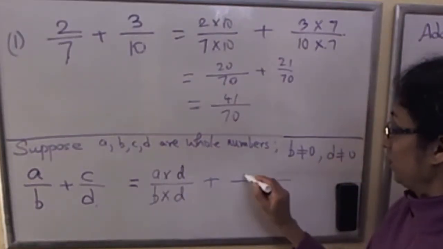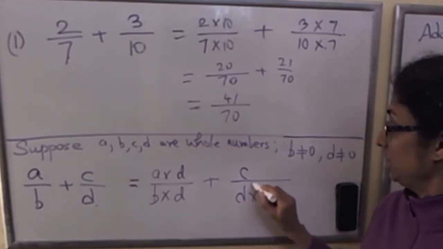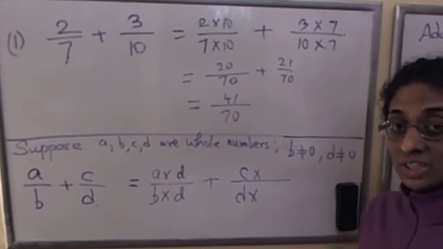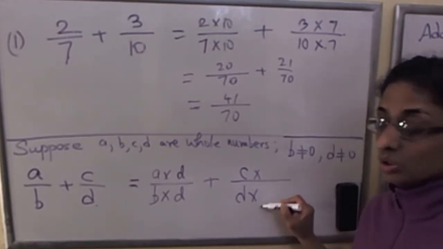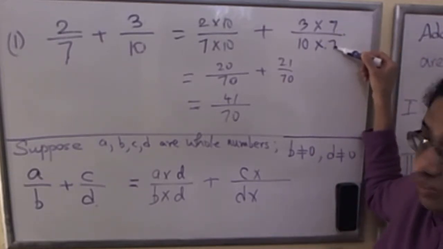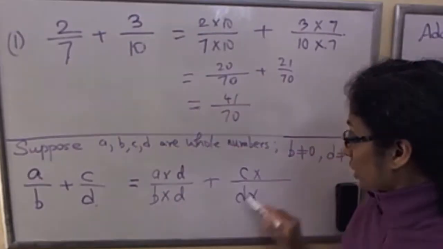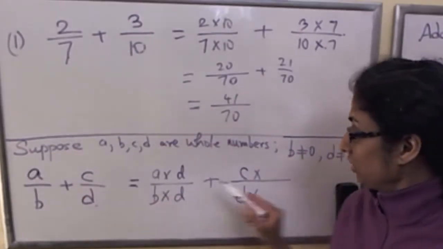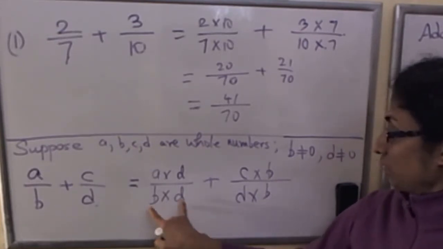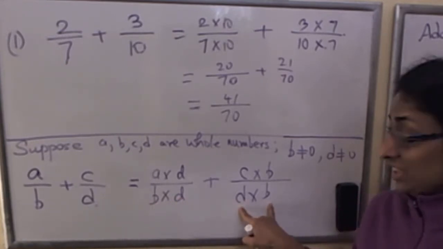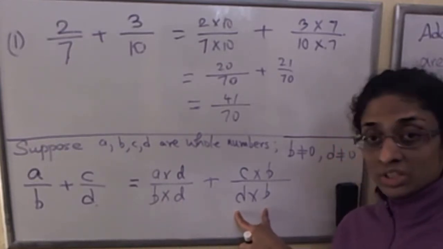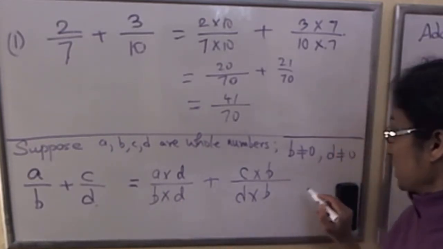There. Similarly, C over D, we multiply numerator and denominator by the same non-zero whole number. What are we going to pick? Let's look here. 3 over 10 times 7, 7. Where did we get 7? 7 is the other guy's denominator. So here, C over D, we pick the other guy's denominator, B and B. Now notice what do we have? Same denominator, B times D, D times B, but by the commutative law of multiplication, B times D is the same as D times B. So no problem. What does that give us?